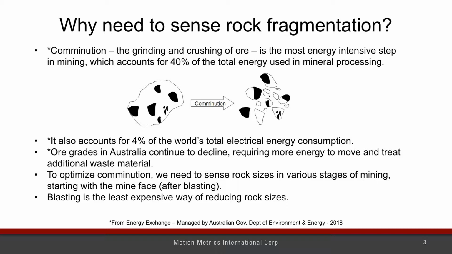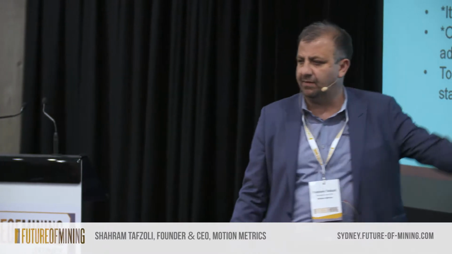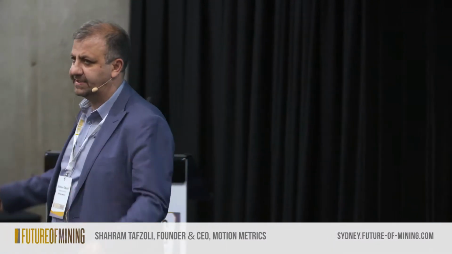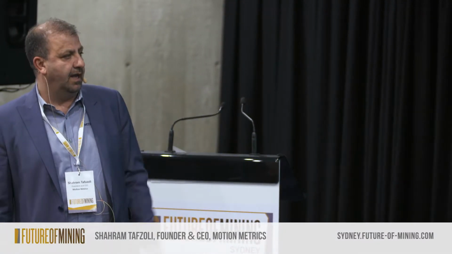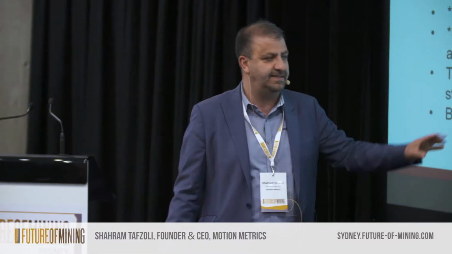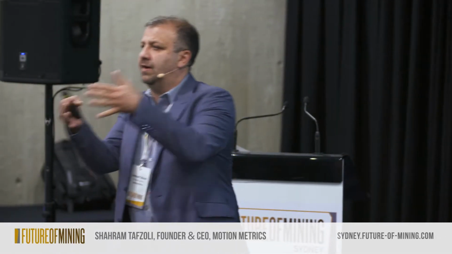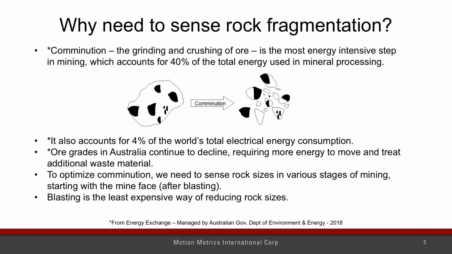To optimize comminution, you obviously need to sense the rock sizes at various stages of mining, which starts from the face of the mine right after the blast. Very simple. And it's no surprise that blasting is the least expensive way of reducing rock size, that first stage. Essentially, the better a job you do in the beginning, the more money you save, you are being environmentally conscious, and you are reducing that 4% energy used.